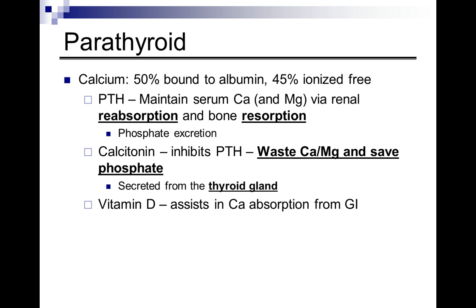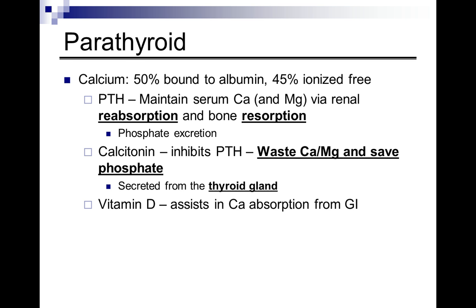We're also going to discuss the parathyroid gland. The parathyroid gland, or actually glands, because there are 4 of them, are really responsible for calcium homeostasis in the body. Remember that calcium in your body is about 50% bound to albumin and about 45% in the free ionized state.